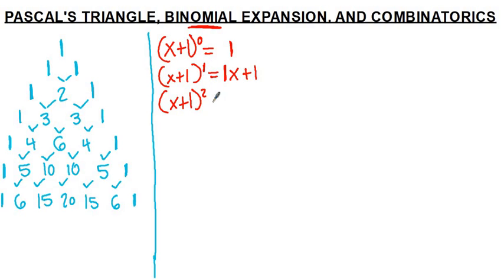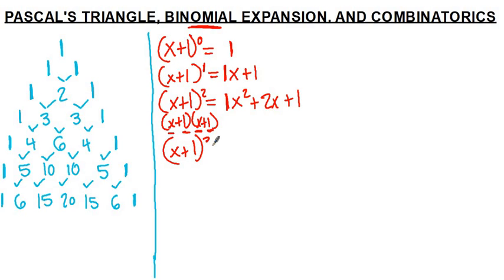Okay, let's do the second one. So we raised it to the 0, to the first, now we're going to square it. Remember, when you square something, that's like multiplying it by itself. So if you FOIL that out, you're going to get x squared, which I'll write as 1x squared, plus 1 times x, that's 1x, plus another 1x, that will be 2x, and then 1 times 1 is 1.